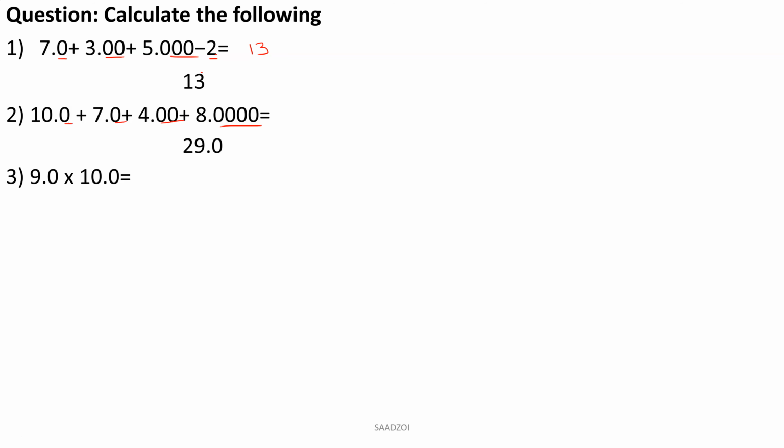Third one, 9 times 10.0. Here, it's not addition or subtraction, so it's total sig figs. We have 2 sig figs, we have 3. So my answer could only have 2 because this has the least number of sig figs. So 9 times 10 is 90, which if you look at it, is only 1 sig fig, but guess what my answer is supposed to have? 2. So how do I fix that?